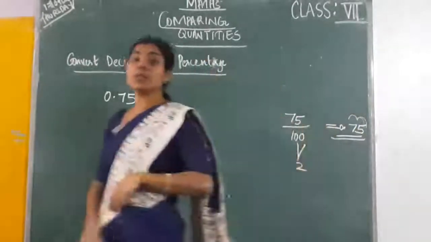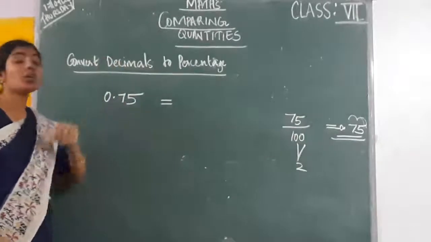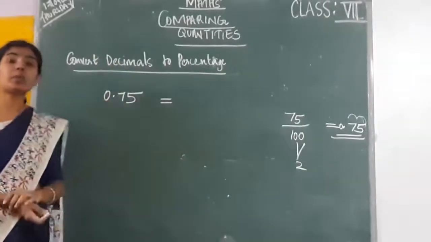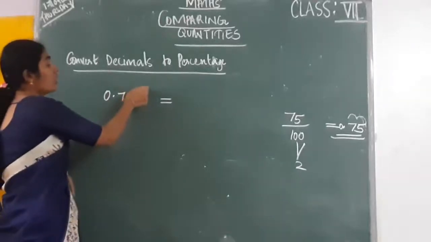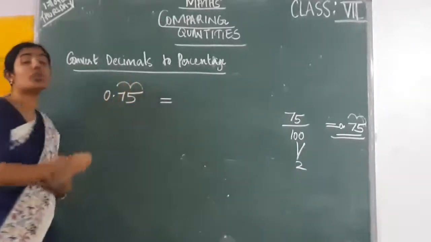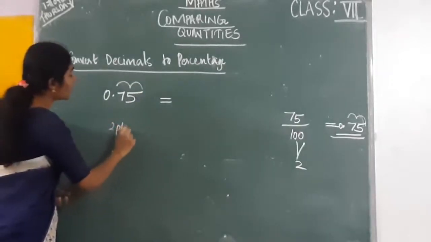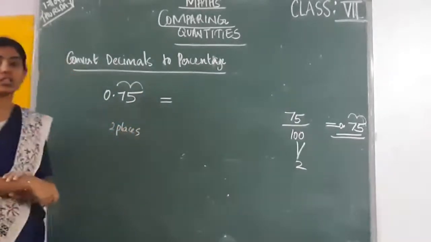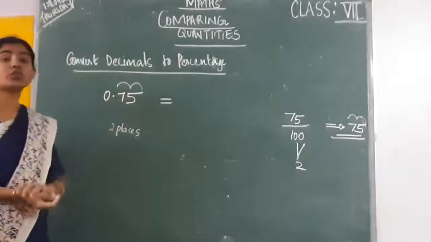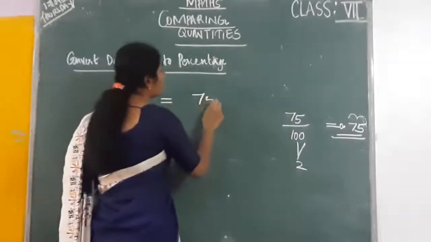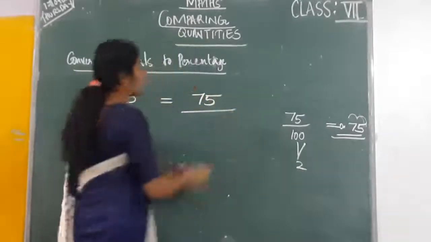So see here, 0.75. After how many places are they giving the decimal point? Count 1, 2. After 2 places they are giving the decimal point. So how to convert this into a fraction? Which number is given? 75. It is the numerator.